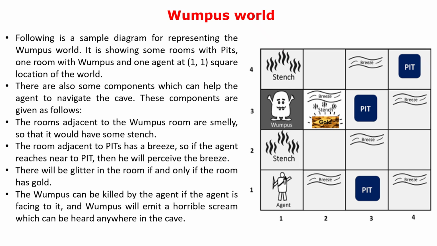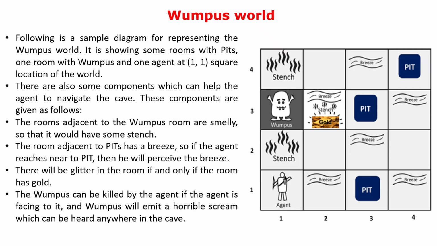He wants to return the same way back, to 1 cross 1. Following the representation, there will be pits in one room, agent in one room, breeze in one room, stench in one room, the Wumpus in one room, and gold in one room. The rooms adjacent to the Wumpus room will be smelly, with some stench. When the agent reaches near a pit, it will raise the breeze.